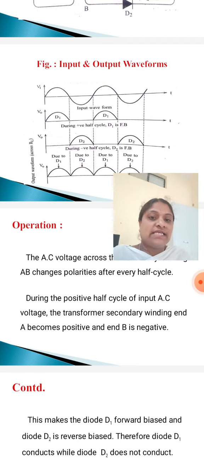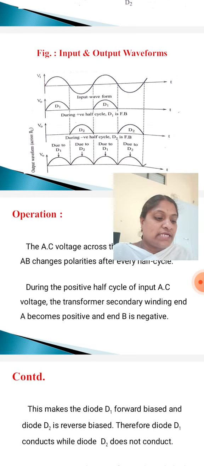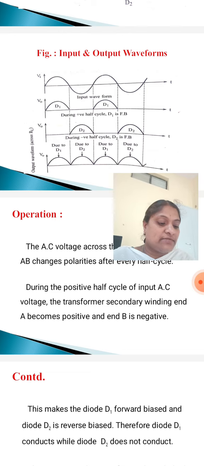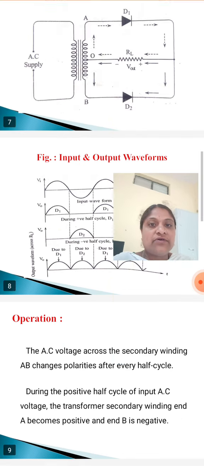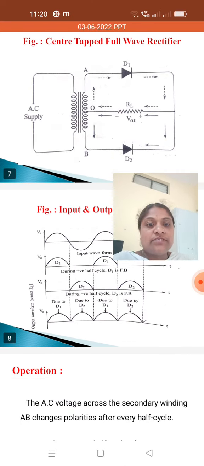During the negative half cycle of the input AC voltage, the transformer secondary winding end A becomes negative and end B becomes positive. Observe this.